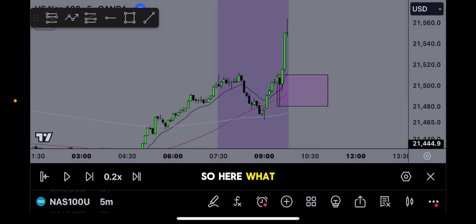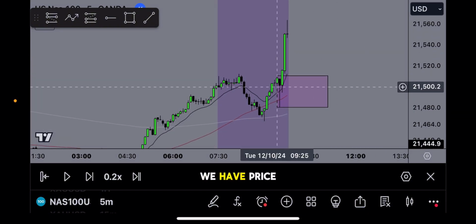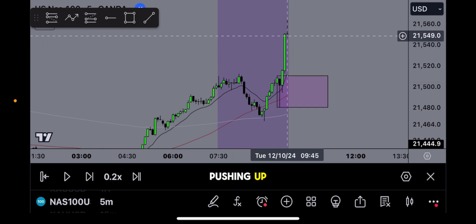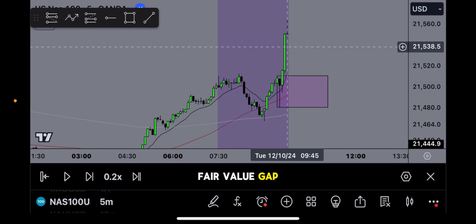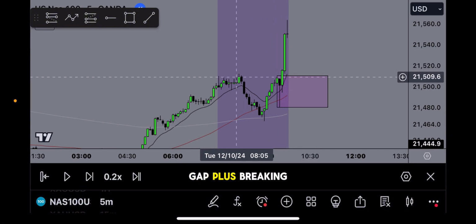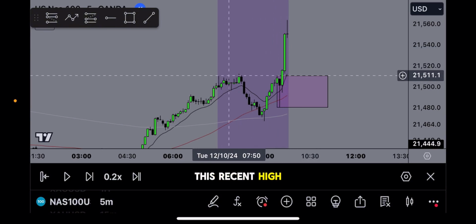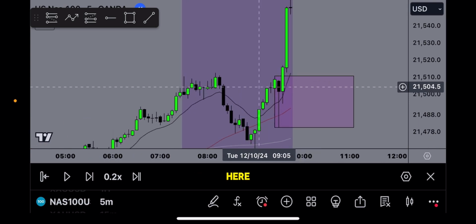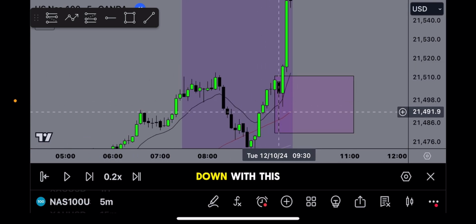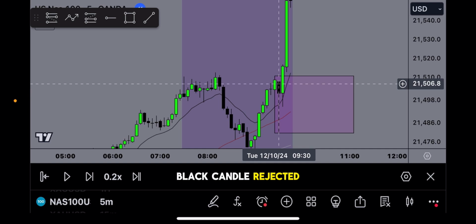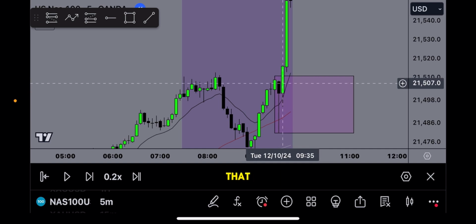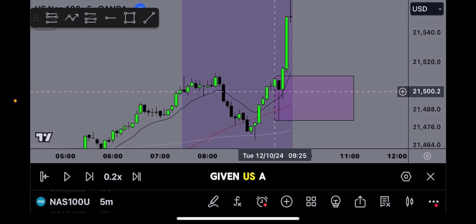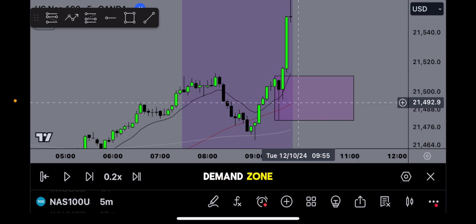So here, what do we have? We have price aggressively buying or pushing up, giving us a fair value gap, giving us a gap, plus breaking this recent high, breaking structure. Right over here, we have this black candle. Price came down with this black candle, rejected, and then the next candle after that began to aggressively buy, giving us a demand zone.